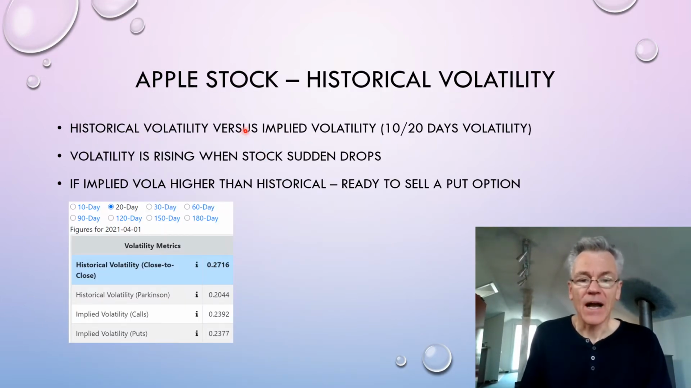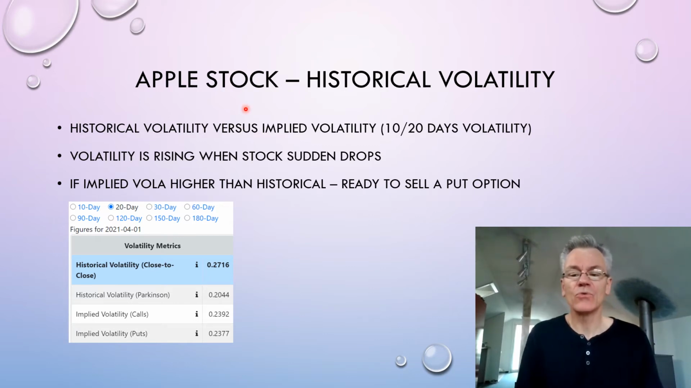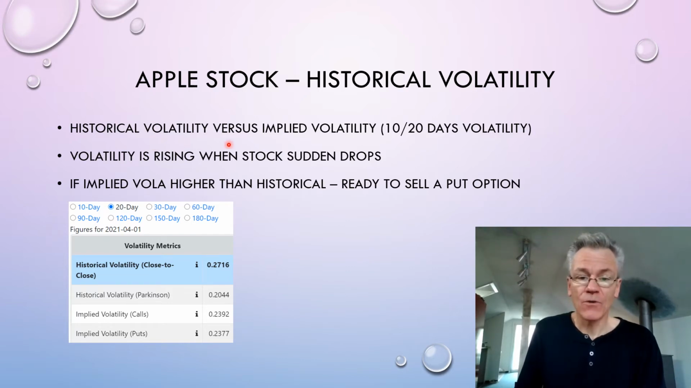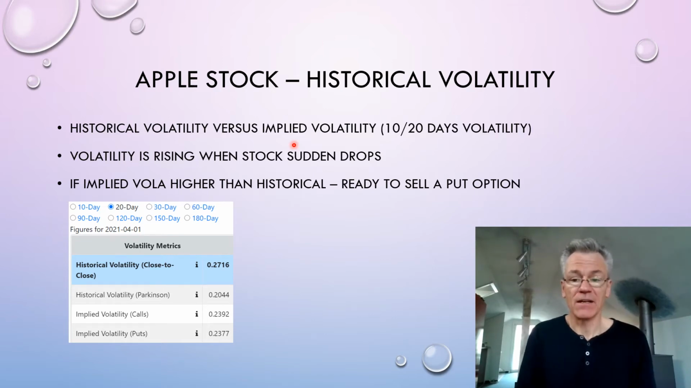Then I was looking at the historical volatility of the stock. I think this is very important to analyze too. You go into a stock and you should compare the historical volatility, which shows you how the stock has performed, versus the implied volatility. This is what the market is expecting, a kind of future volatility. I always look at the 10-20 days volatility because I'm selling options in the short term. Options can be weekly or monthly.